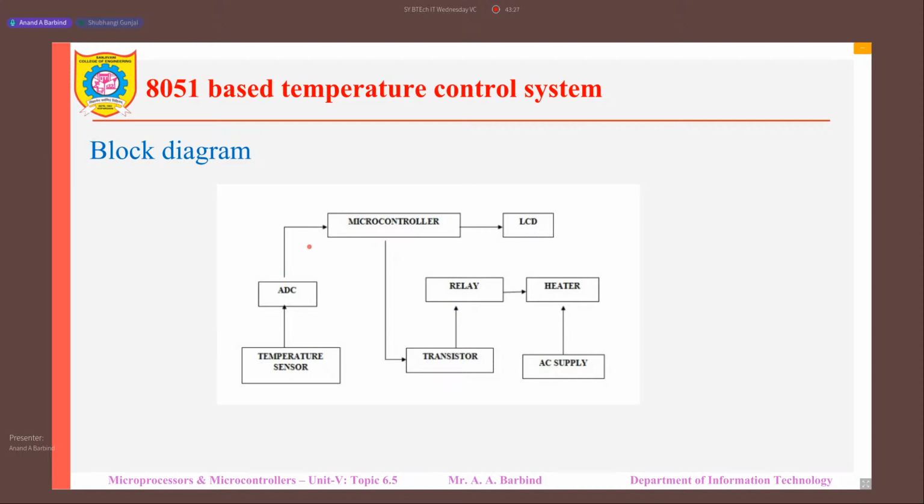I hope I am audible, Shubhangi. Any problem? You are not audible, Shubhangi. Yes, was there any problem? Somebody unmuted. Hope I am audible to all of you. Yes, sir, audible. Okay, so if somebody unmutes, then I get disturbed.